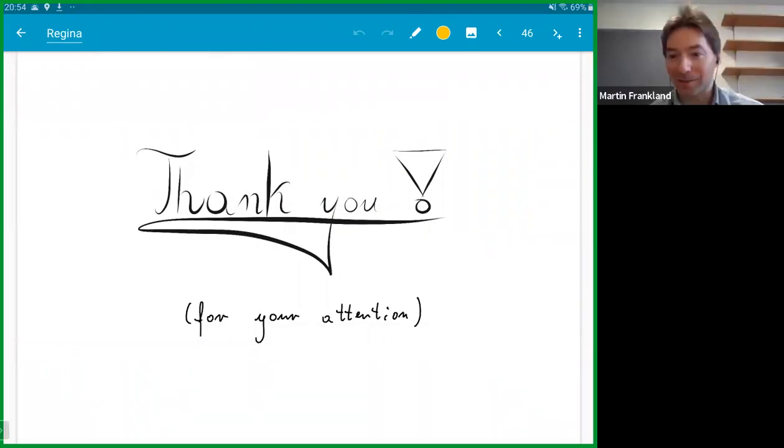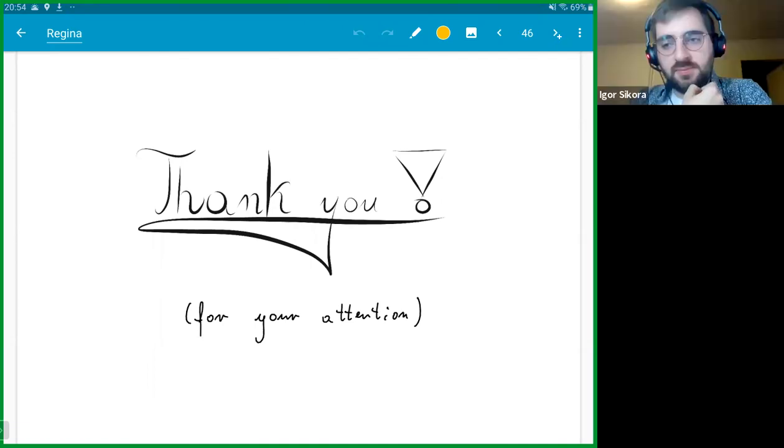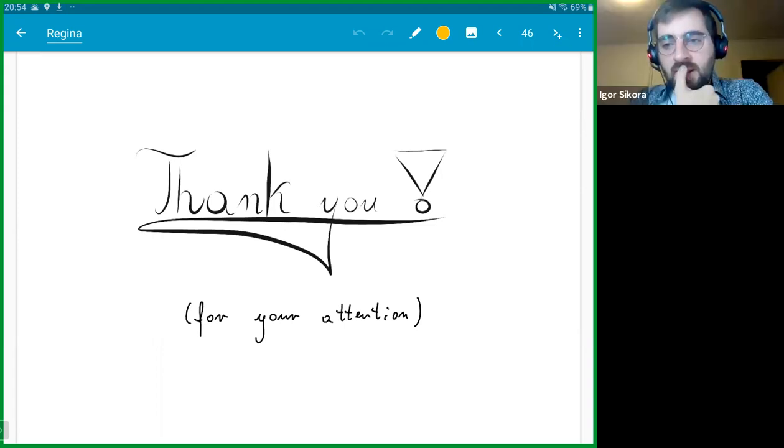Are there any questions? So when I was listening to this, I was wondering about bigger groups. What changes if the order of the group or the number of real orthogonal representations is more than 2? What does the picture start to look like?